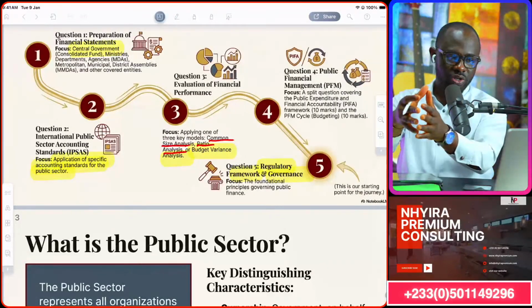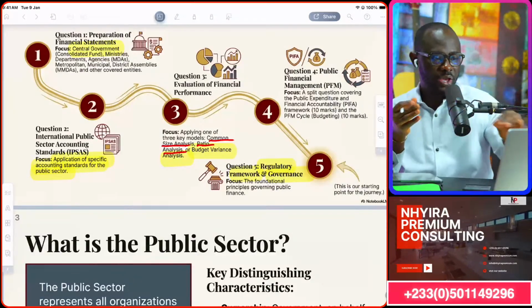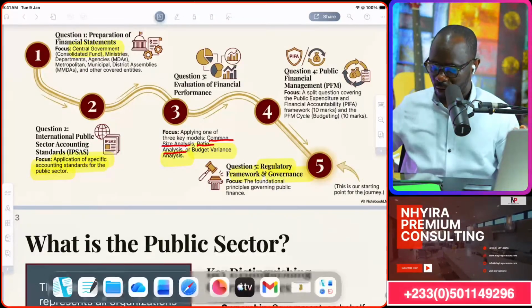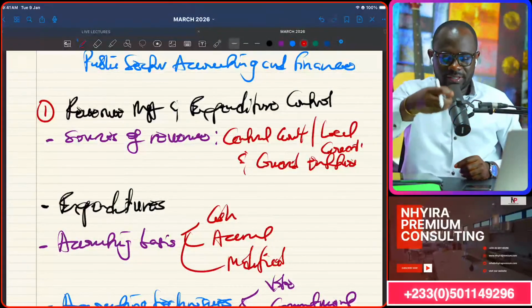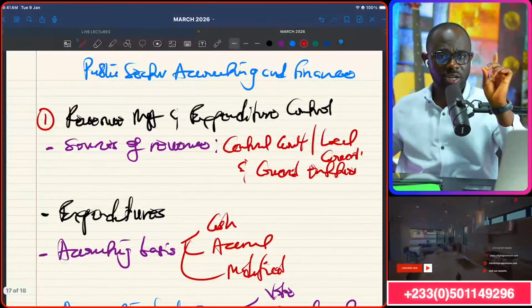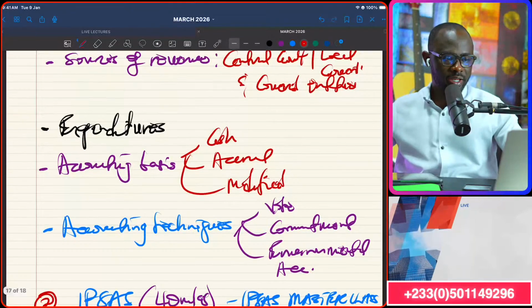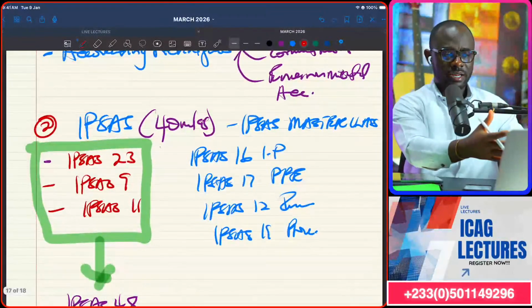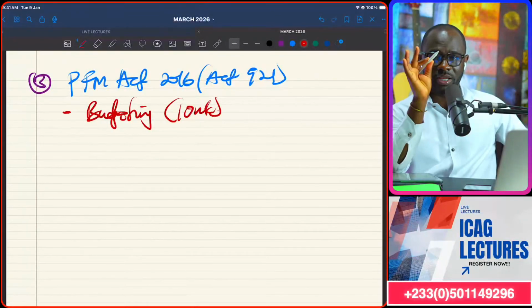Then we come to issues in respect of PIFA and then budgeting. Then we come to governance and regulatory framework. But the things that will help you to excel in the public sector examination will be the topic revenue management and expenditure control with a breakdown that has been given. And then understanding the IPSAS. Then number 3, the Public Financial Management Act.